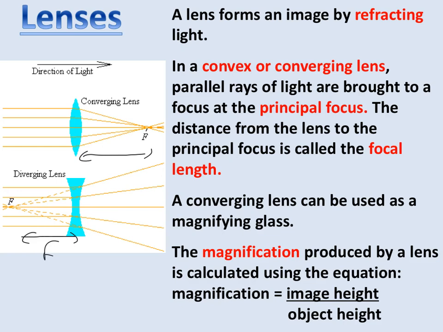A converging lens can be used as a magnifying glass. The magnification produced by a lens is calculated using the equation shown below, where magnification is equal to image height over object height. This equation is available on the formula sheet, and you should always refer to the formula sheet throughout the exam if you're ever unsure about what equation to use.